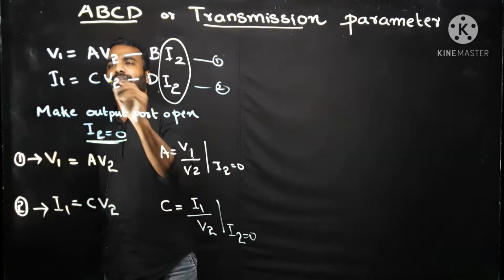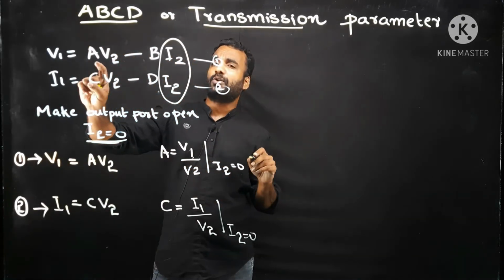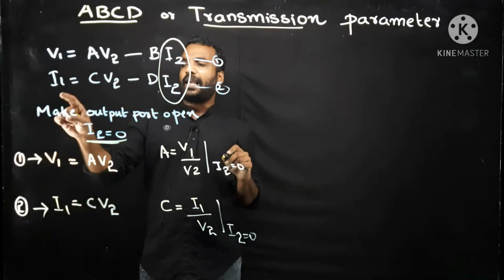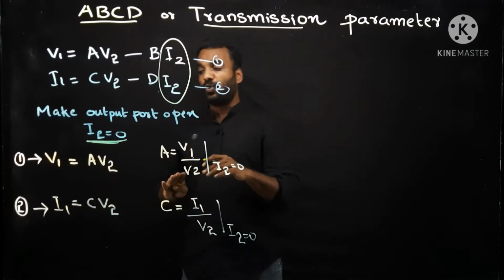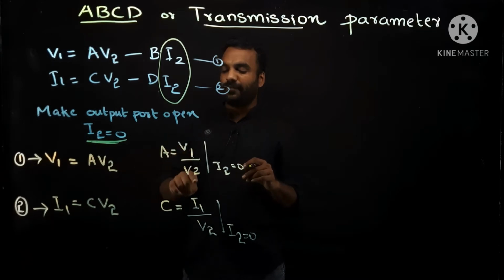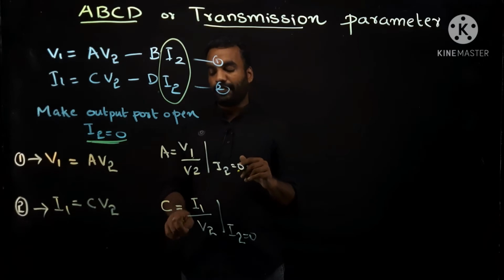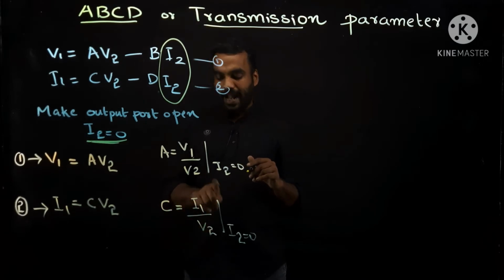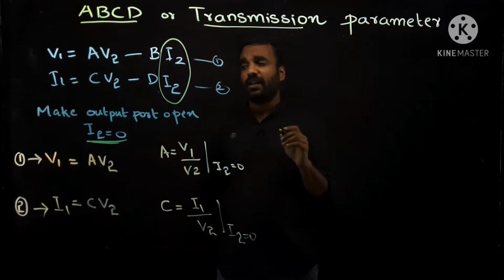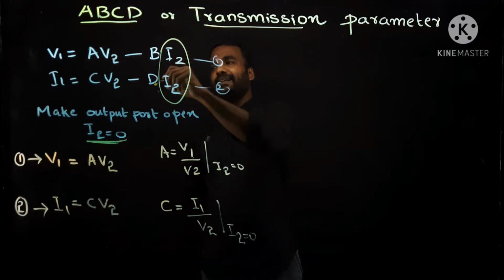If I2 is equal to 0, equation number 1 will become V1 is equal to A V2, and equation number 2 will become I1 is equal to C V2. From the first equation, A is equal to V1 by V2 at condition I2 is equal to 0, and C is equal to I1 by V2 at condition I2 is equal to 0. Very simple.